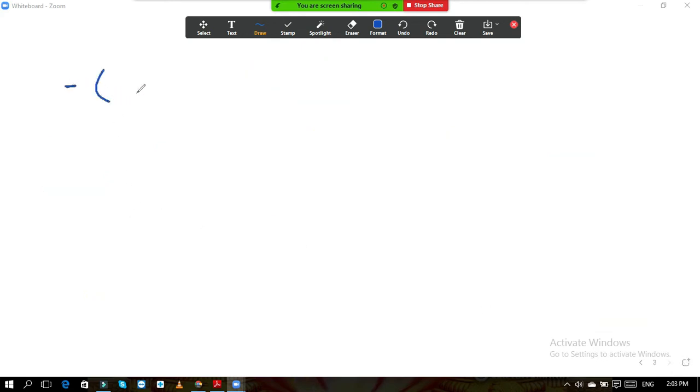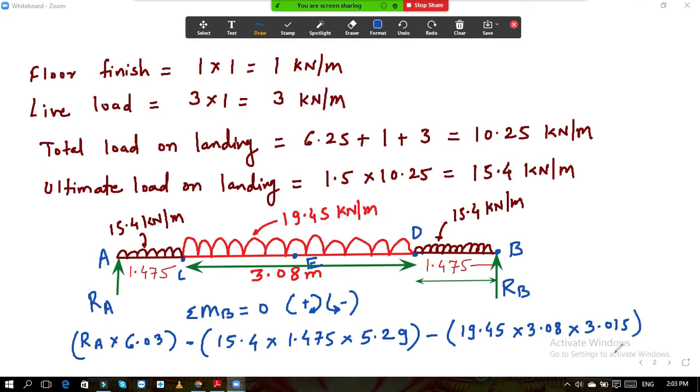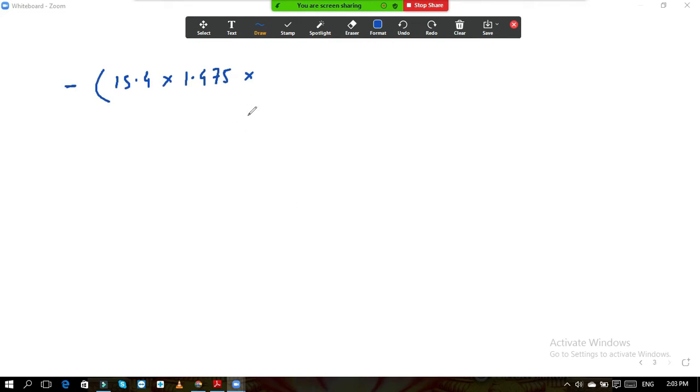This is also minus. Again, what was the value of the UDL? It is 15.4 and length is 1.475. So it is 15.4 into 1.475. This is the conversion of UDL into the point load, and this point load will act at the center of this. So center of this means what? 1.475 divided by 2. It is 0.737.